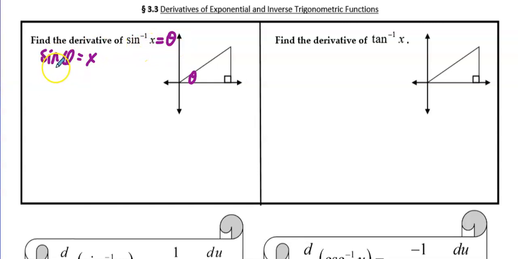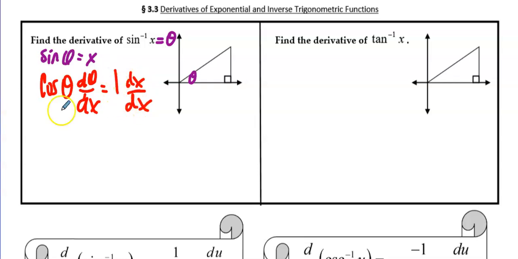So I want to go ahead and find the derivative implicitly. We're going to take the derivative of sine of theta, and that's going to be cosine of theta times d theta dx. Just implicitly, remember that we are still taking the derivative of theta, and everything's in terms of x. Then we get the derivative of x, which is 1, dx over dx, which we all know is 1, so we can drop that. So let's find d theta over dx. Well, that's just going to be equal to 1 over cosine of theta.